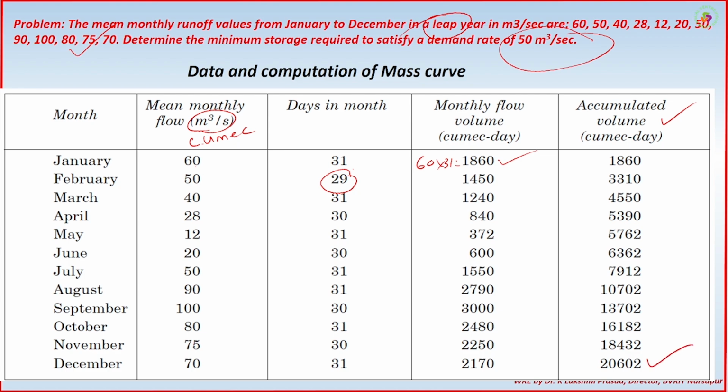So what is the thing? Discharge is being given. Immediately what you should do is convert it into volume units. Here it is already in volume units. After converting to volume units, find the cumulative volume. This is the first step of a problem.